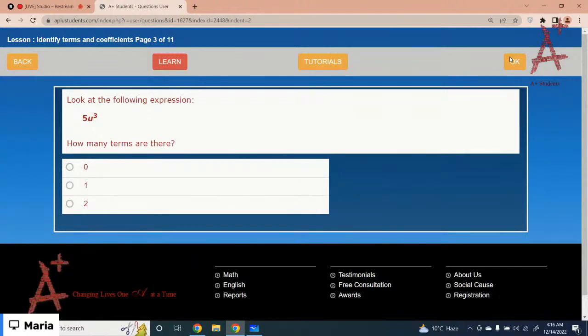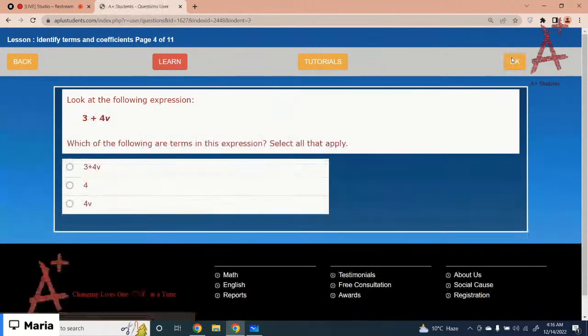Look at the following expression. How many terms are there? No one is answering. Why? So how many terms are there? 3. Just one term, 5u cube. 3 is the exponent of the variable u. So it is a 5u cube. You have just one term in the given expression. Got it? So just select the correct option and click on the OK button.